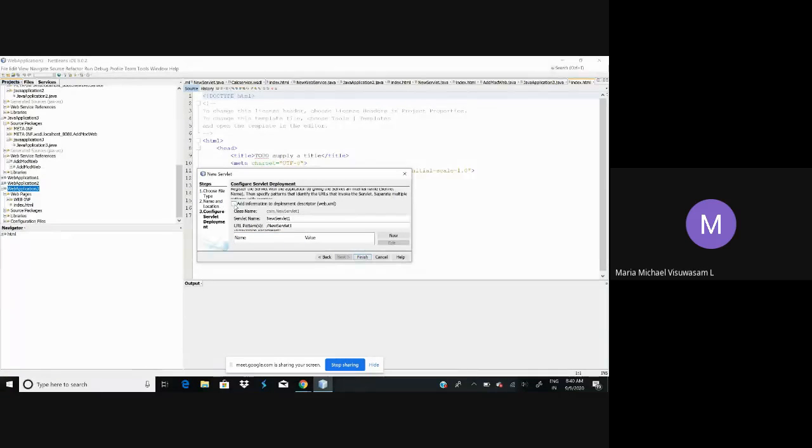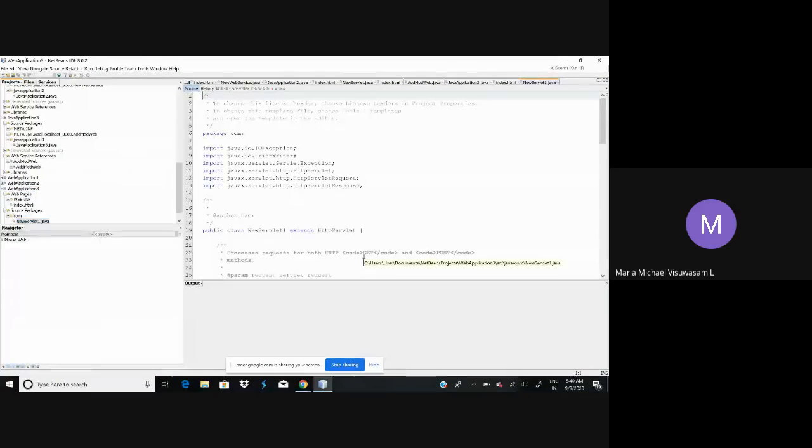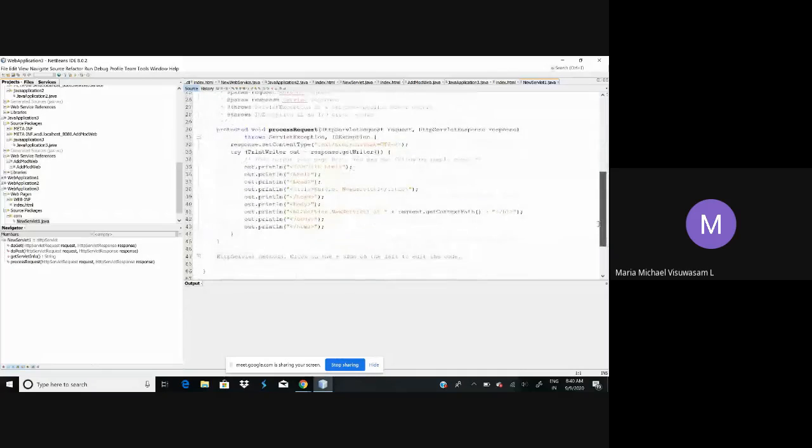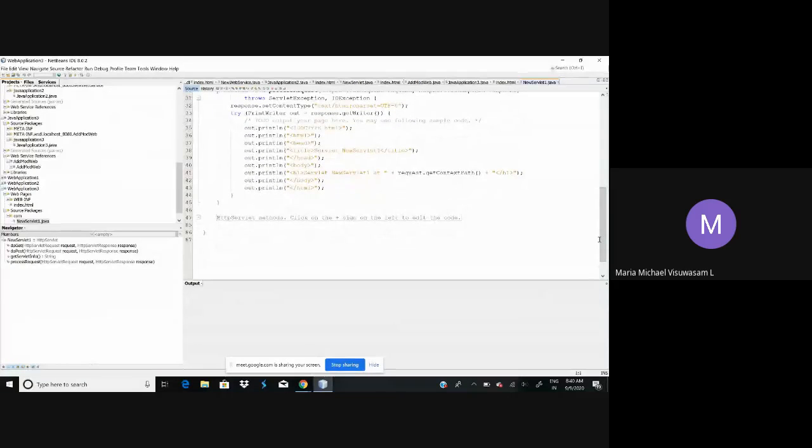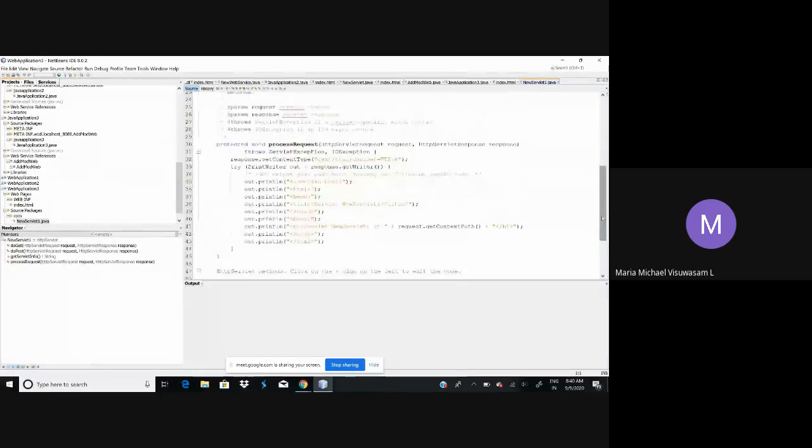So, add information to deployment descriptor. This should be enabled so that you don't need to touch the web.xml file. The web.xml file will be automatically created and updated. Finish. We have a servlet right now. The system has created the servlet.